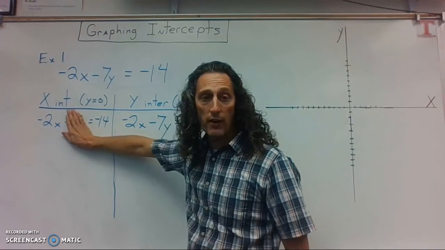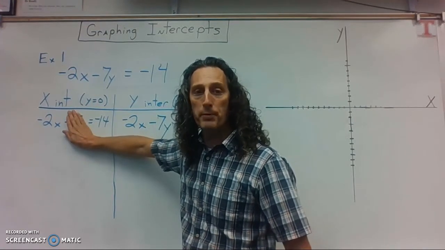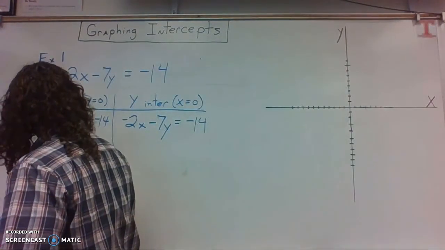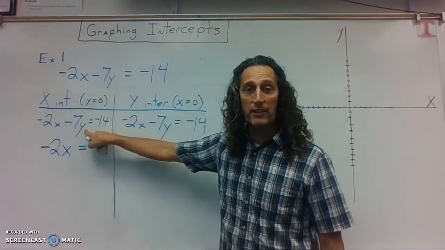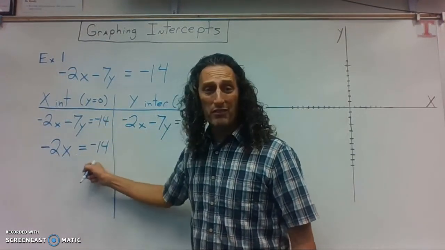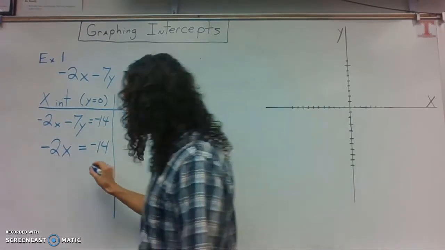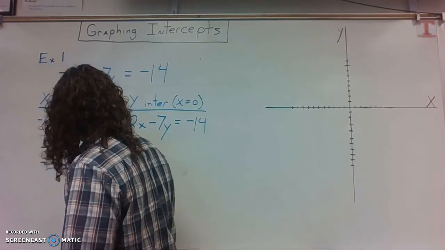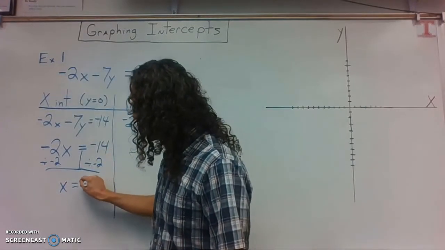I literally get to cover up the negative 7. The whole y term disappears. So all I'm left with is this: negative 2x equals negative 14, because the y got canceled out with this multiplication of a 0. And look, we're left with an easy one-step equation. Divide both sides by negative 2, and then x becomes a positive 7.